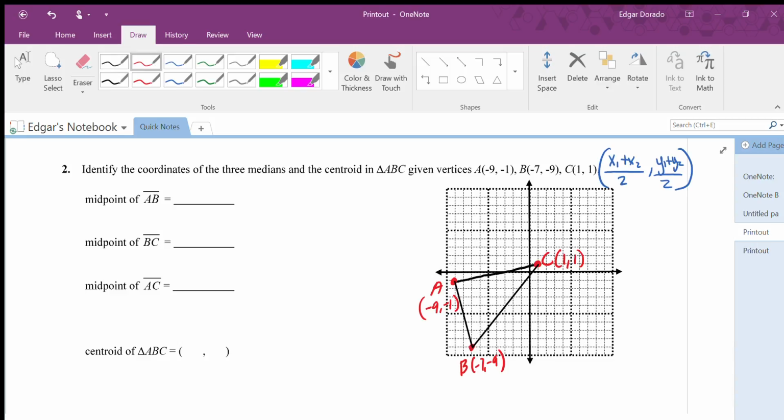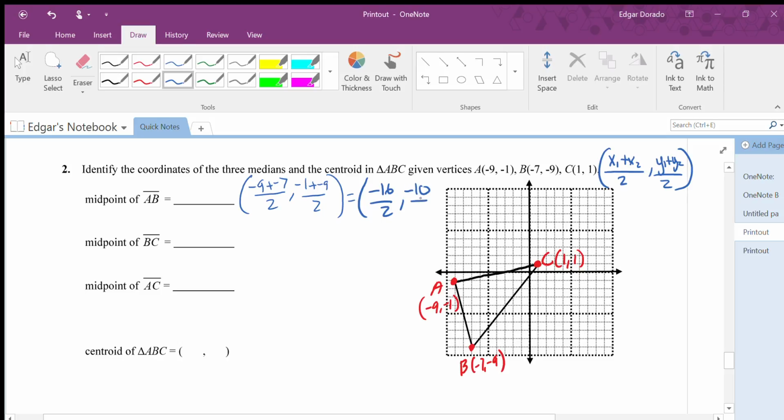Alright, so I have my triangle here. Let's go ahead and find my midpoints. So first off, AB. I'm going to add -9 and -7 over 2, comma, -1 plus -9 over 2. So this is going to equal -16 over 2, -10 over 2, which will ultimately reduce down to -8, comma, -5.